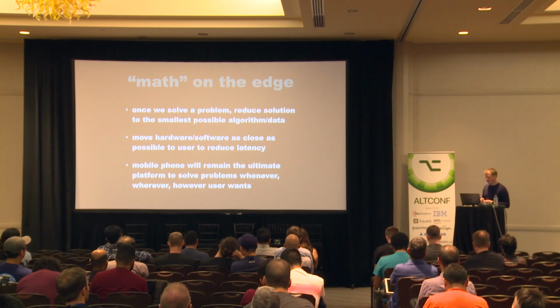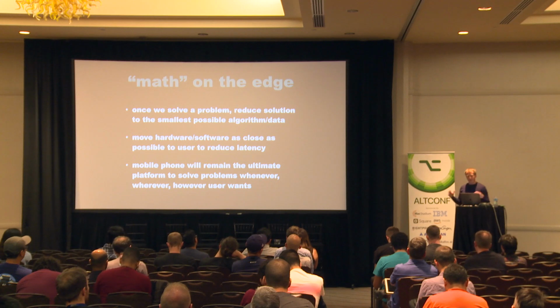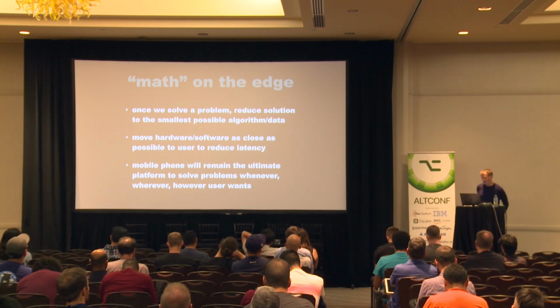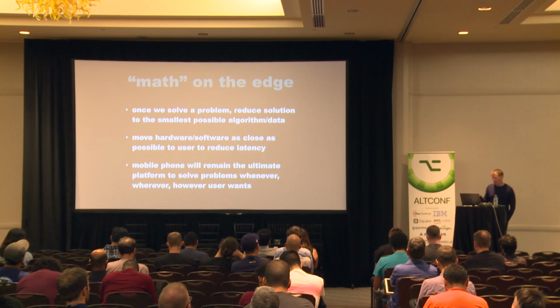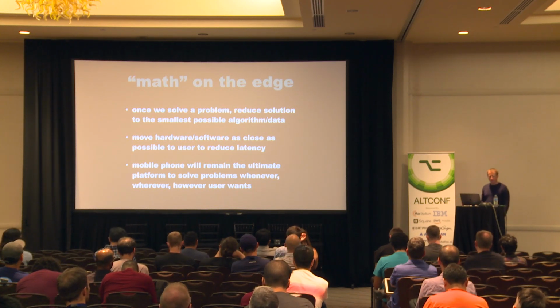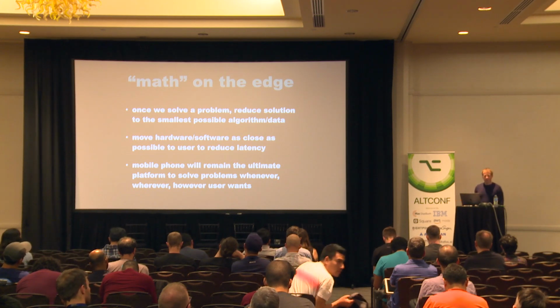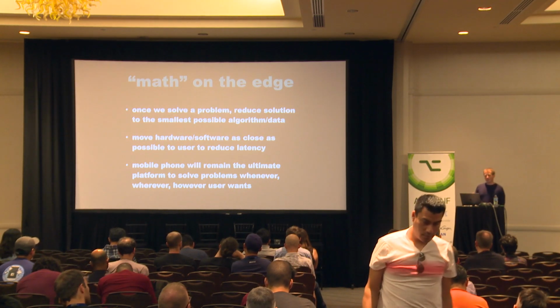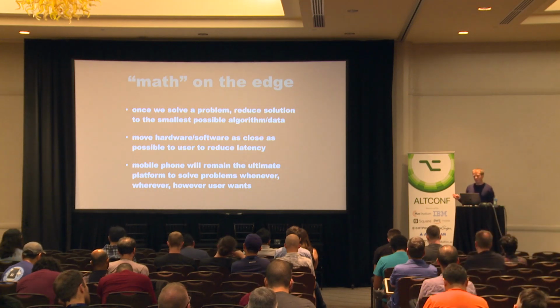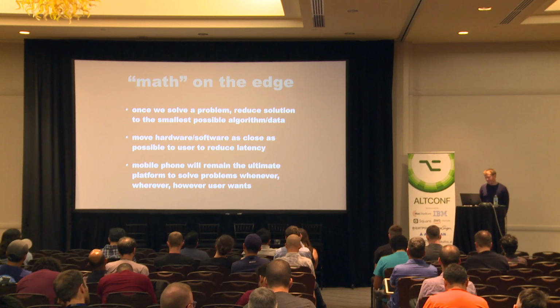But conceptually, once we solve a problem, we can reduce it down to the smallest possible algorithm or data, so to speak. From there, we take this combination and move it as close to the user as possible in order to reduce latency. This can be thought of even broader than machine learning. For example, Google builds data centers all around the world to host their web pages. The reason is that they know if you get your results 1% faster, you're 1% more likely to use their search engine, which means they make 1% more money, right?